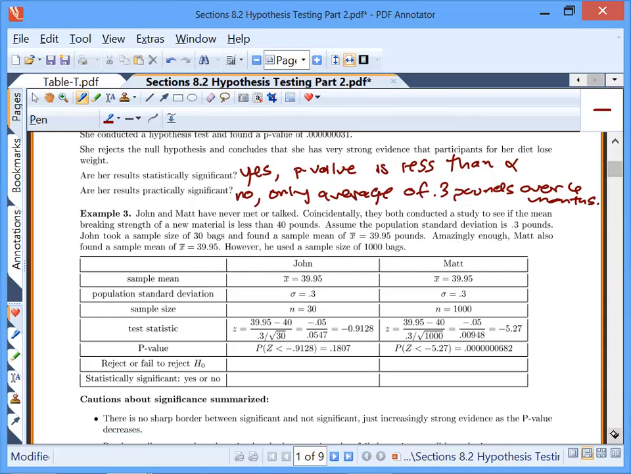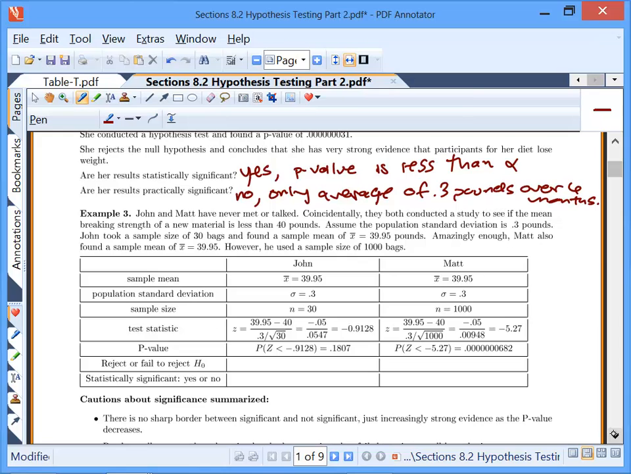So for this one, John and Matt have never met or talked. Coincidentally, they both conducted a study to see if the mean breaking strength of a new material is less than 40 pounds. Assume the population standard deviation is 0.3 pounds. John took a sample size of 30 bags and found a sample mean of 39.95. Amazingly enough, Matt also found a sample mean of 39.95. However, he used a sample of 1,000 bags.